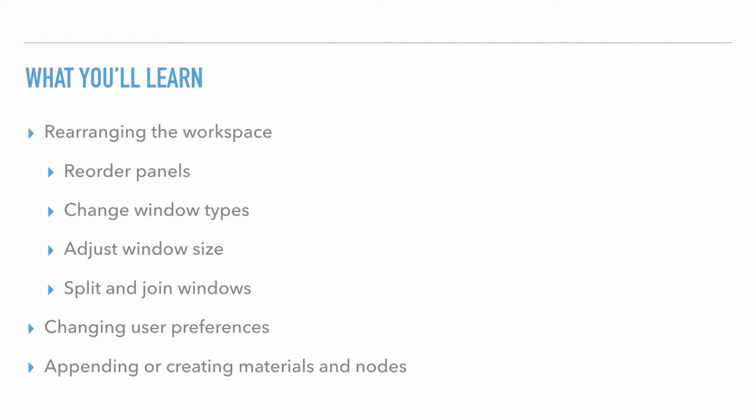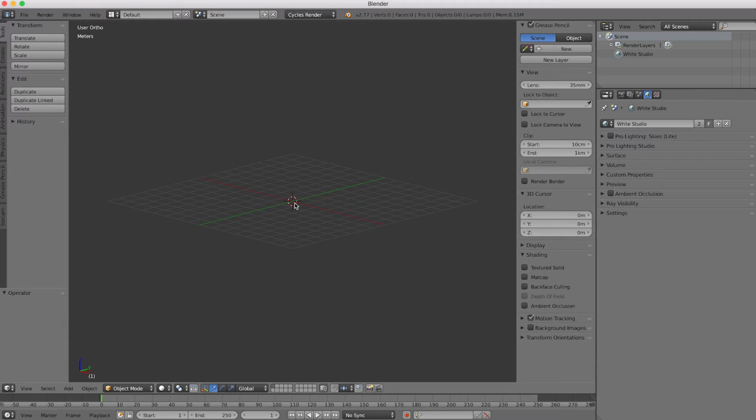We'll see how to change user preferences, and I will wrap up with appending materials and nodes for your startup.blend file. At the end of this tutorial, we'll have a custom-made Blender workplace, which will help you work faster. So let's get right into it now. So the first thing that I'll show you is how to reorder panels.